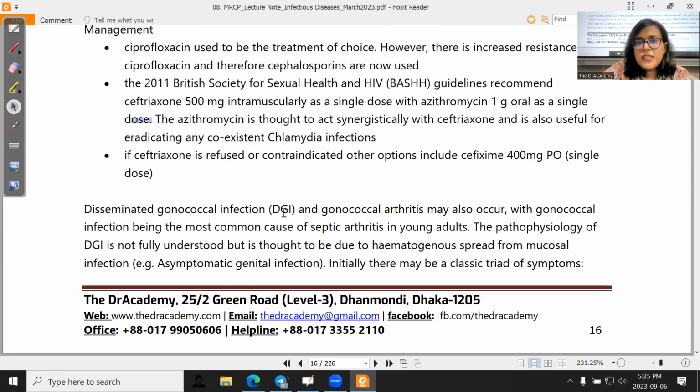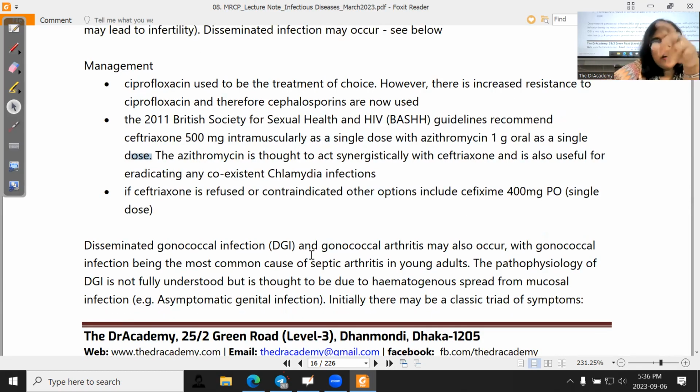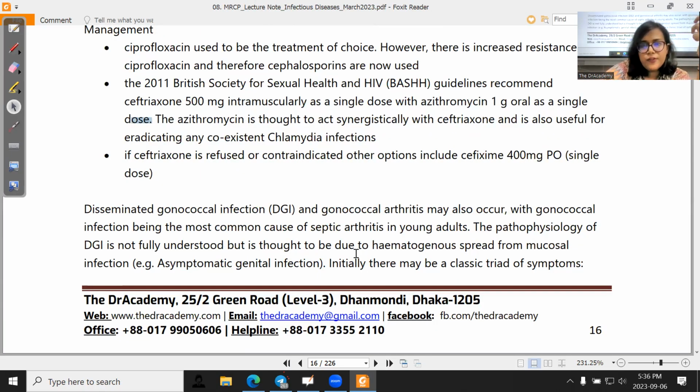Disseminated gonococcal infection, DGI, and gonococcal arthritis may also occur with gonococcal infection, being the most common cause of septic arthritis in young adults. In a young adult, male or female, the commonest cause of septic arthritis is gonococcus. But imagine a diabetic, elderly patient who had a certain procedure and now presents with septic arthritis. What's the commonest organism? Staphylococcus aureus. In the younger, sexually active patient, Neisseria gonorrhoeae is the commonest cause.